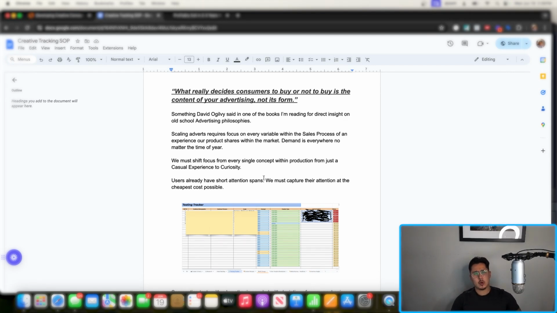Scaling adverts requires focus on every variable possible within the sales process, right? I just covered one aspect of it, creative. I covered the campaign, how to set it up. I covered concepts. Uncovered that spectrum. Now we have the actual campaign setup. How do we organize that data? How can we take the data that we've utilized to then make iterations to create the ideal ever winning lasting ad that can run year round?